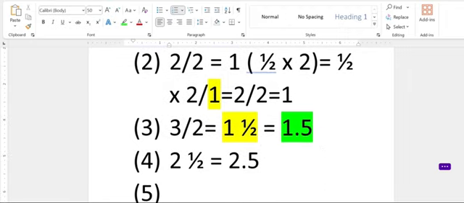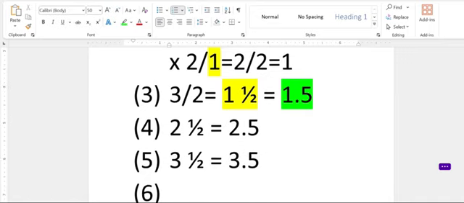Now, what if we have it as 3 and a half? That is 3 and 0.5. So that will be 3.5. Very simple. I hope you're getting the logic. So now, what if it is 4 and a half?